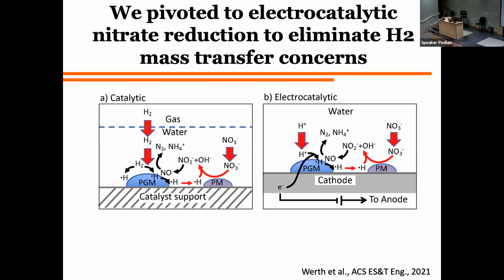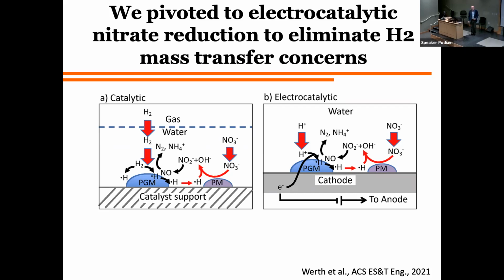If I do electrocatalytic, though, I have protons that are all over a solution, and I can then take an electron and reduce the proton to create atomic hydrogen. And now I can use that instead of splitting H2 to make that atomic hydrogen. And so that atomic hydrogen from the proton can then do my reaction with the nitrate and their intermediates. So that's the approach we decided to take.